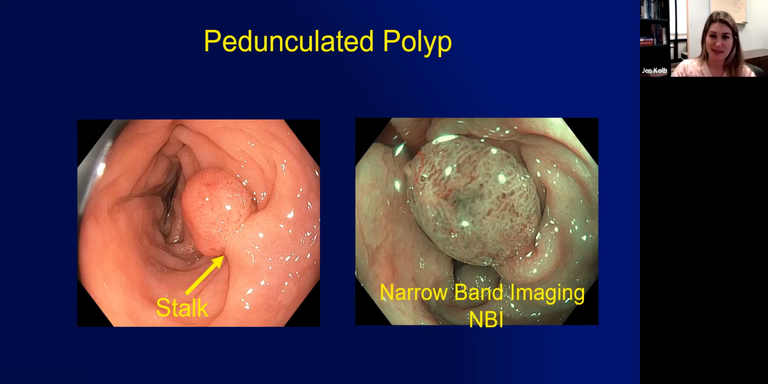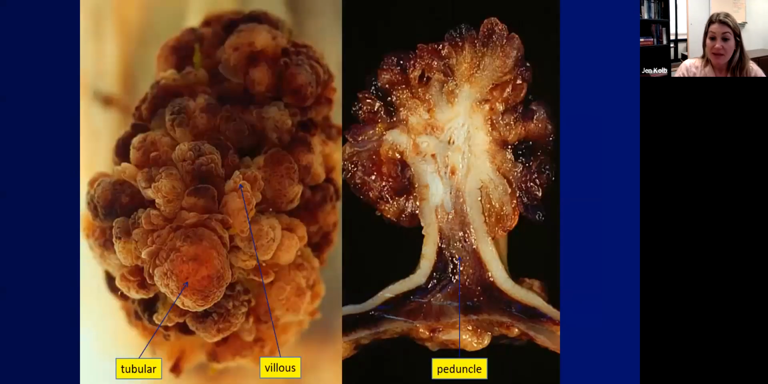There's this sort of greenish background hue, and then these bright blood vessels. And so that's something that we use to help us determine what kind of polyp it is. This is pretty cool, courtesy of Dr. Jeff Kaplan, one of the pathologists at Colorado.